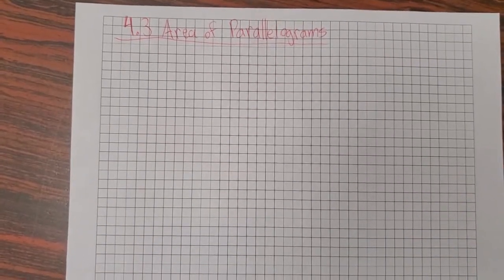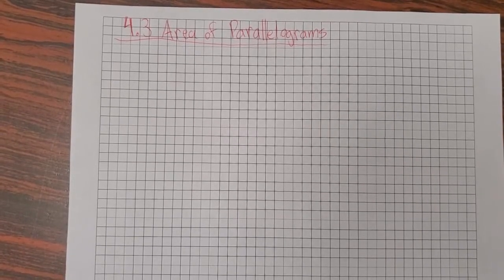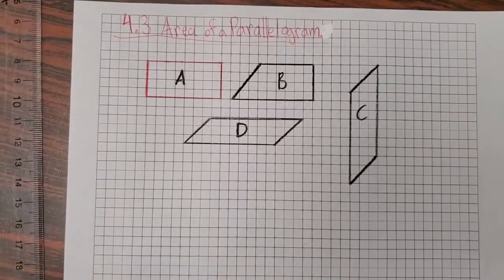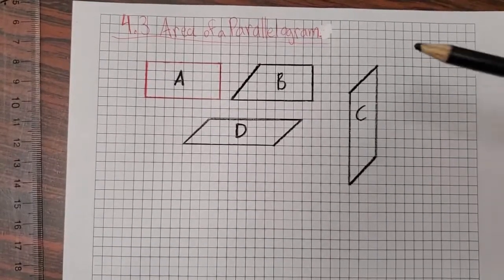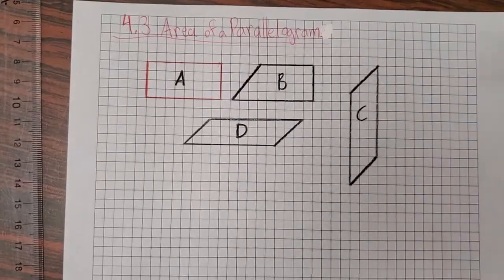All right, here we go. This is lesson 4.3 in Math 7. It is area of a parallelogram. All right, I've got some shapes here. I want to ask you, which ones of these would be parallelograms?